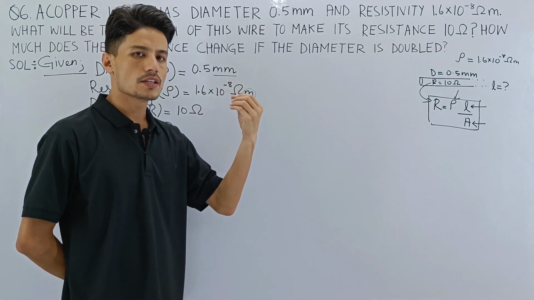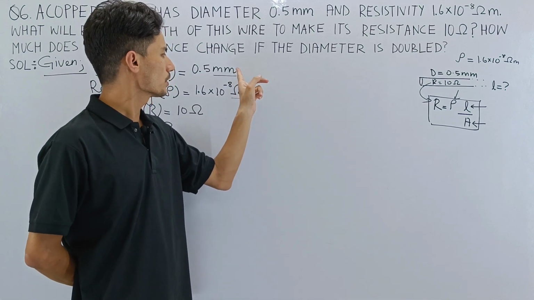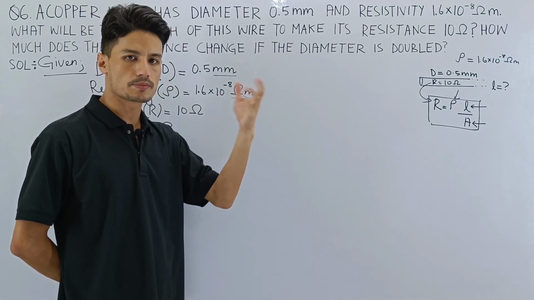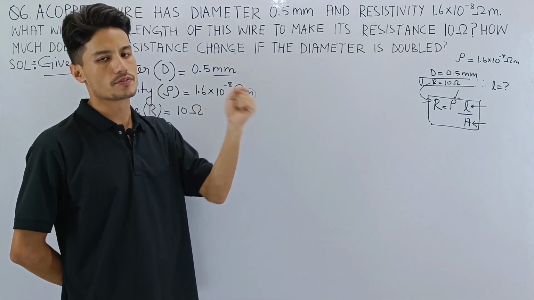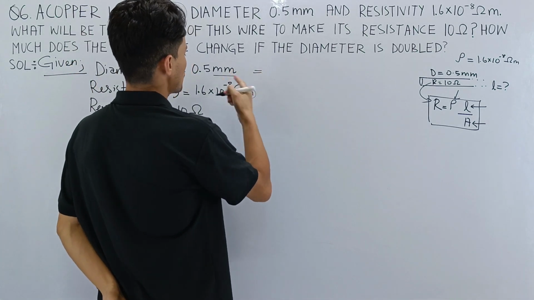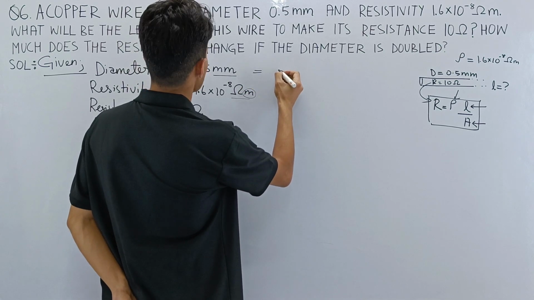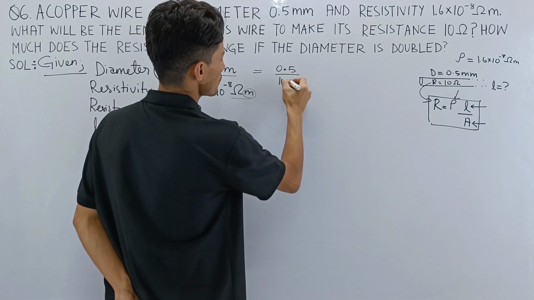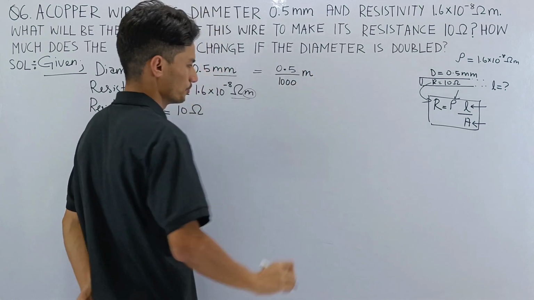So to convert millimeter to meter, what should you do? Should you divide or should you multiply? The answer is you should divide. You will divide by 1000. So let's first convert this millimeter to meter. So it will be 0.5 divided by 1000 meters.